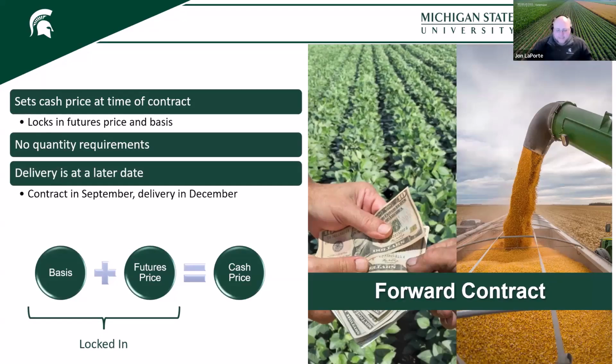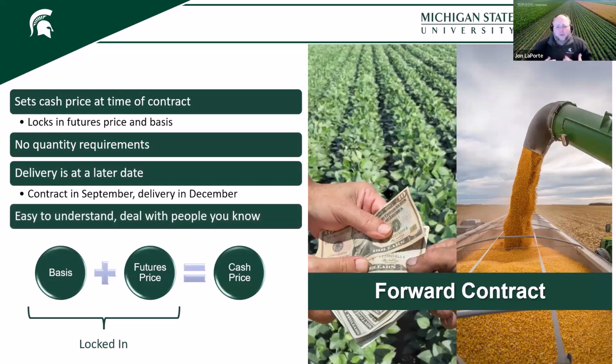And one of the nice things about a forward contract is they're pretty easy to understand. And you're dealing with people you know. You're not worried about dealing with traders or brokerage firms. You're talking to those grain elevators that you're going to deliver to. These are typically people in your community, people you maybe see on the weekends at a restaurant or at a sporting event. So it kind of helps.